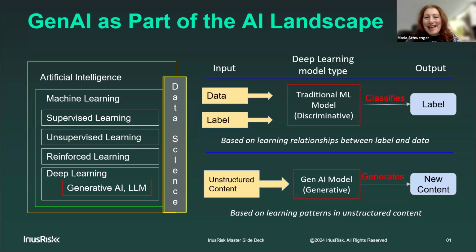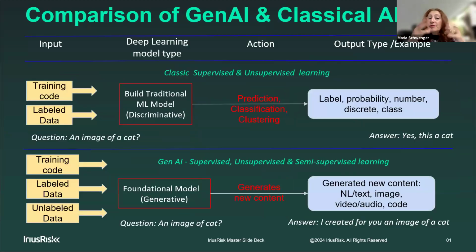Let's look at another example on the next slide. We have training code and labeled data. The traditional ML model discriminates: clustering, classification, predictions. If you show it an image of a cat, it's going to say, yes, this is a cat, and give you a probability level: I'm 80%, 90% sure that this is a cat. Then I'm going to respond. Otherwise, I may not even respond, and probably won't provide an answer if there isn't a certain amount of sureness. But the output can be a label, probability, number, discrete class, something defined.